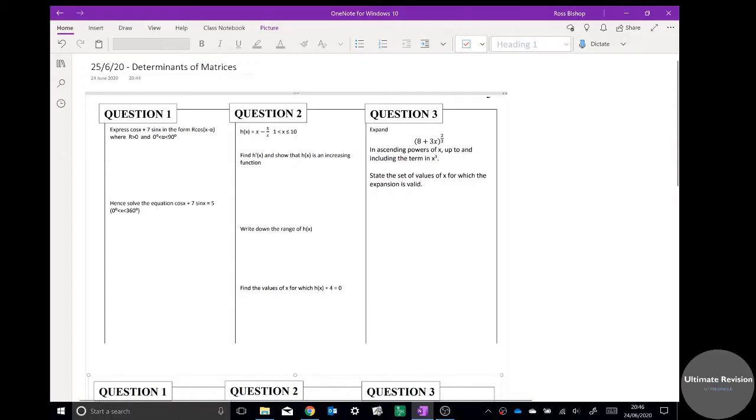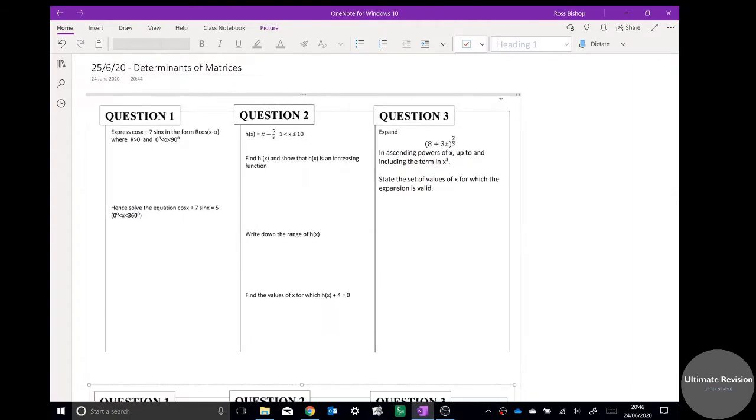Okay, guys, here we go again. Matrices again, but we're going to start today. Actually, just before we start today, very special day today.